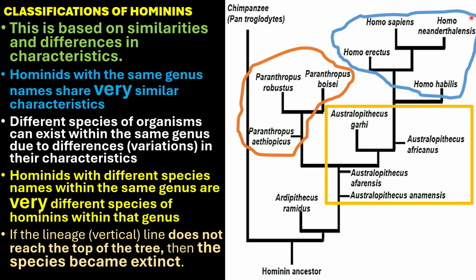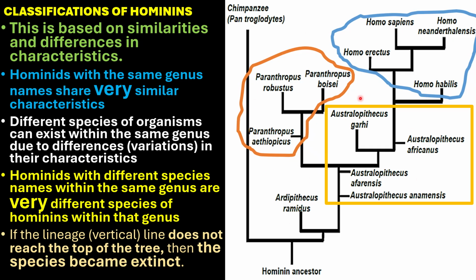Why do they have different second names? The second name represents the species name. Why do they have different species names? They have different species names within the same genus because they are very different. So if you look here on top, we have chimpanzee. They are called Pan troglodytes. That is the scientific name for chimpanzee. Then at the bottom here, we have Ardipithecus ramidus, only one individual.